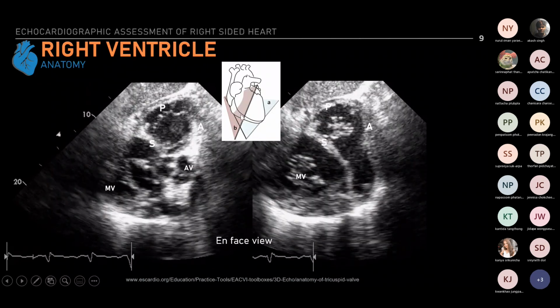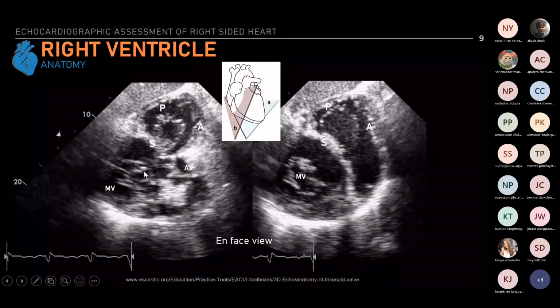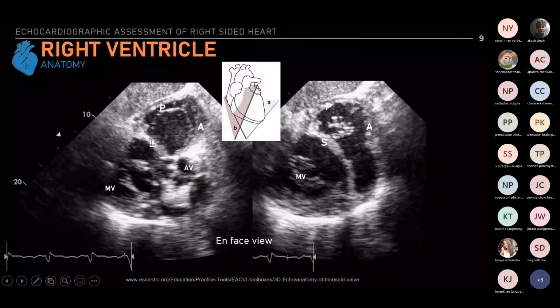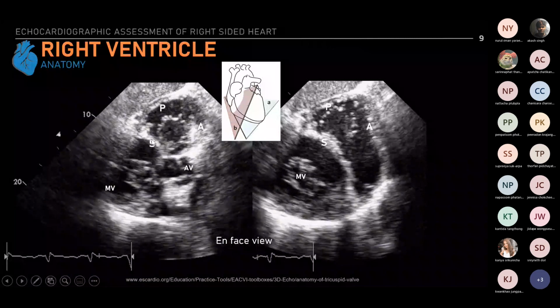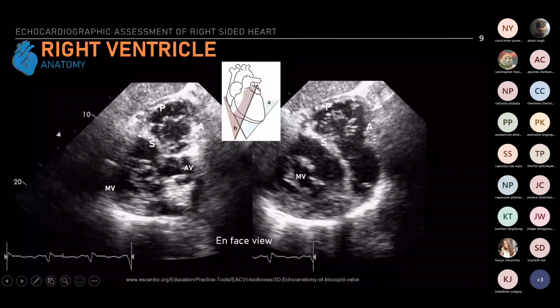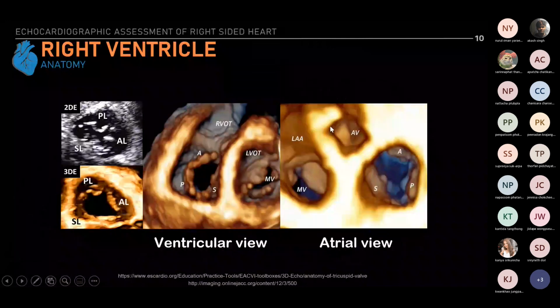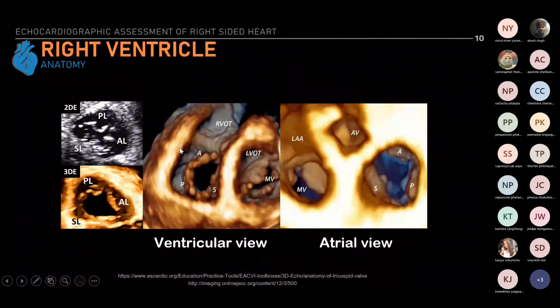This is an en face view, which is obtained from the subcostal window. This image demonstrates anterior, posterior, and septal leaflet. So subcostal can demonstrate 3 leaflets of the tricuspid valve. And this is the tricuspid valve obtained from 3D echo. This is the en face view from the ventricular perspective, and this from the atrial perspective.